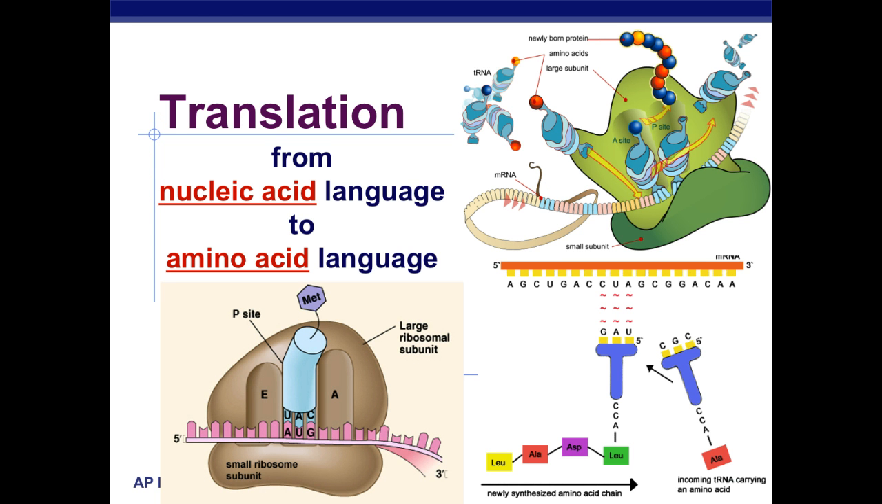So in talking about translation, you have to go from the nucleic acid language to the amino acid language. The way we get there is we start off with our DNA nucleic acids, which are then transcribed to our RNA nucleic acid sequence. Those nucleic acids are then read by the ribosome, which will then code for certain amino acids and produce amino acid chains, which are called polypeptides, which will then fold and bend to create our proteins.